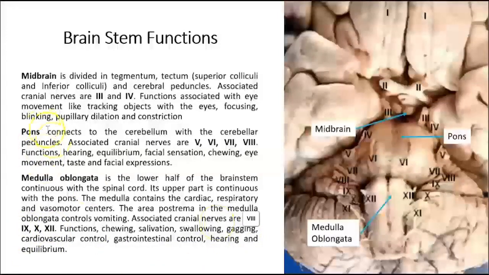In the pons, we're going to have cranial nerves from number 5 to number 8. Number 8 is vestibulocochlear, so that one is for hearing, for equilibrium. Number 5 is trigeminal. That has to do with the sensations in your face. Number 6 is abducens, which is eye movement, taste, and facial movement with number 7.